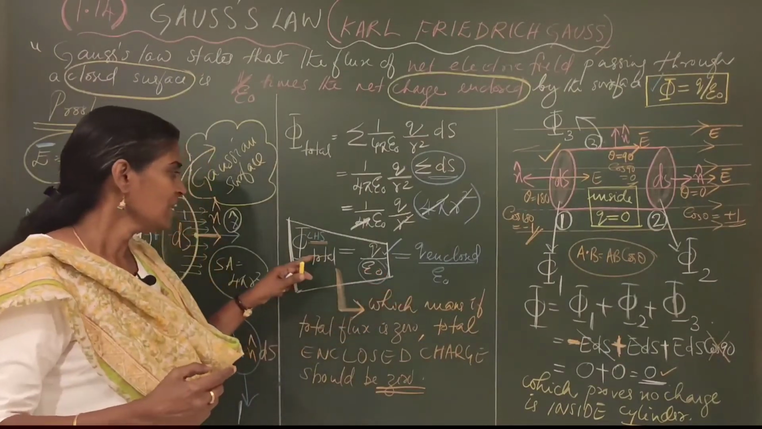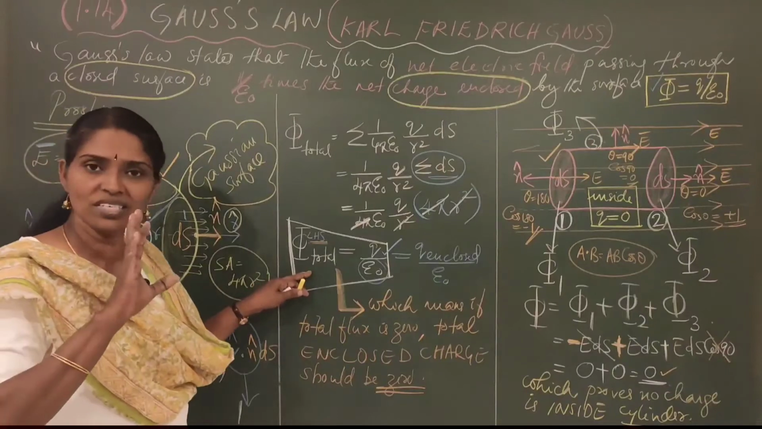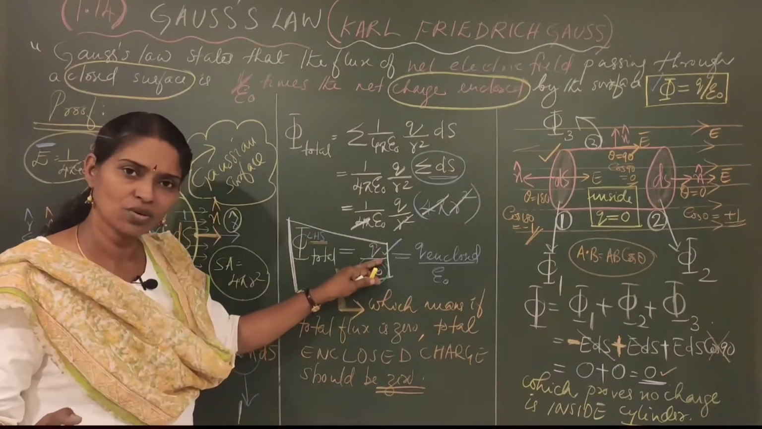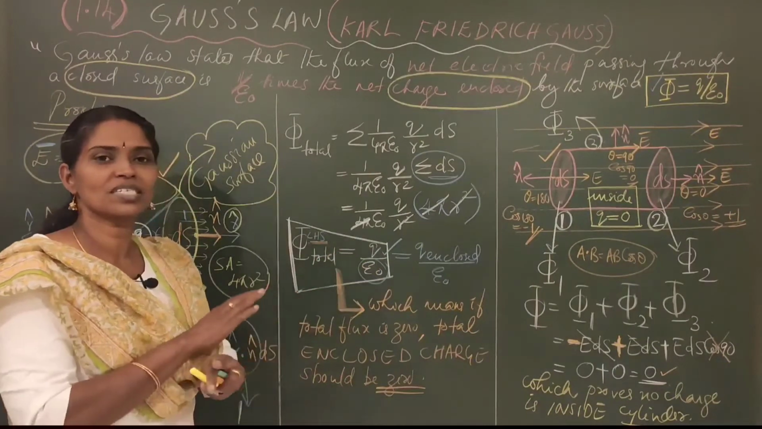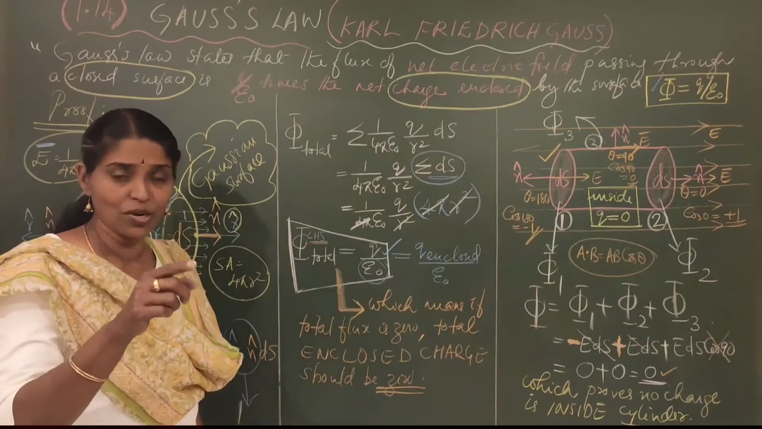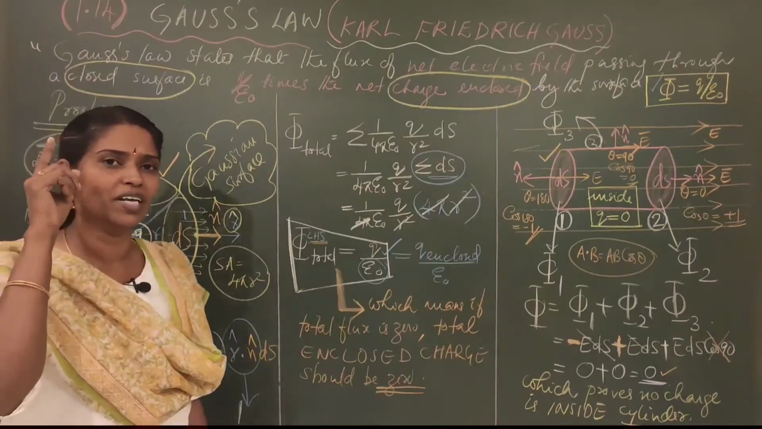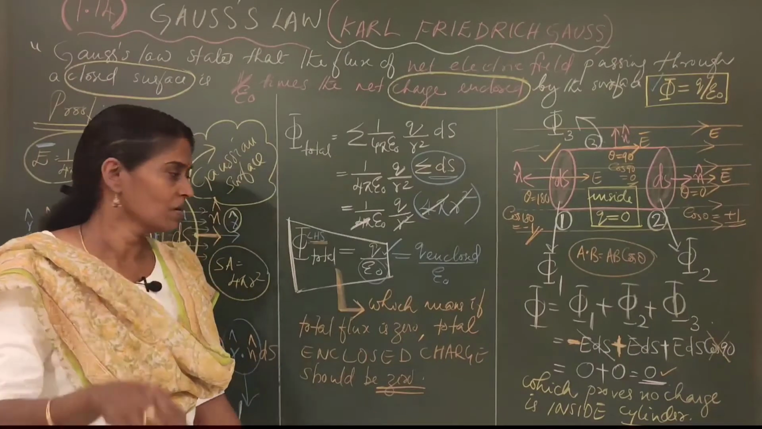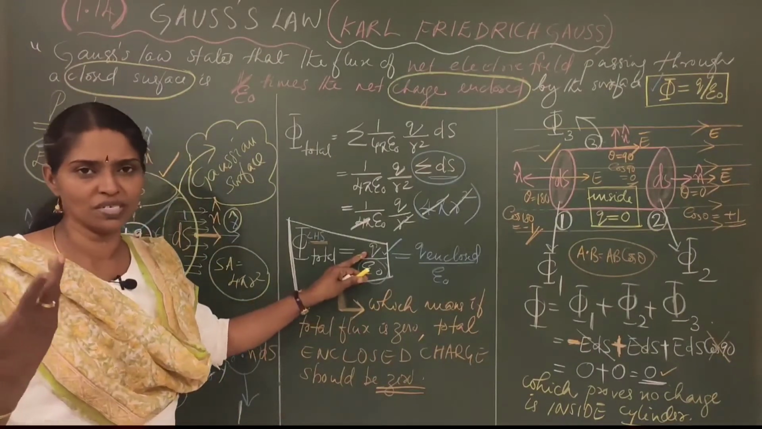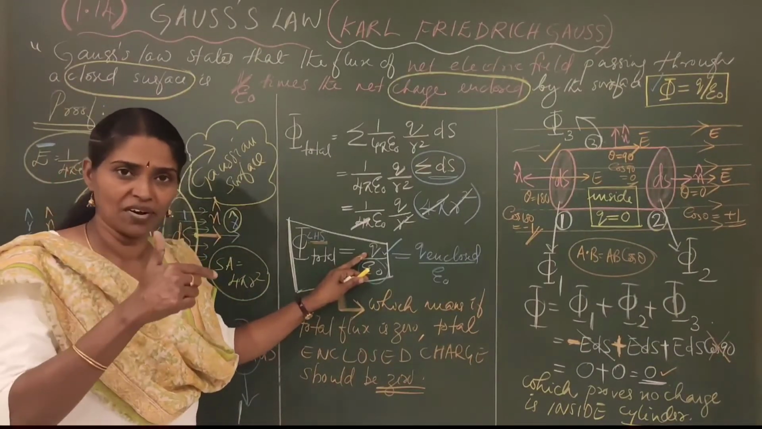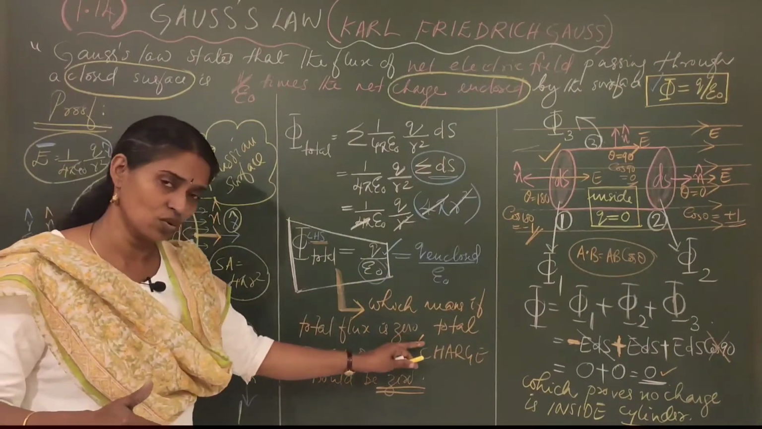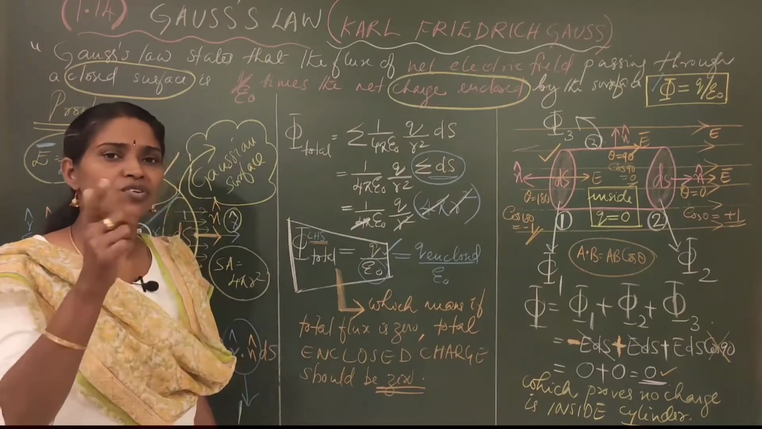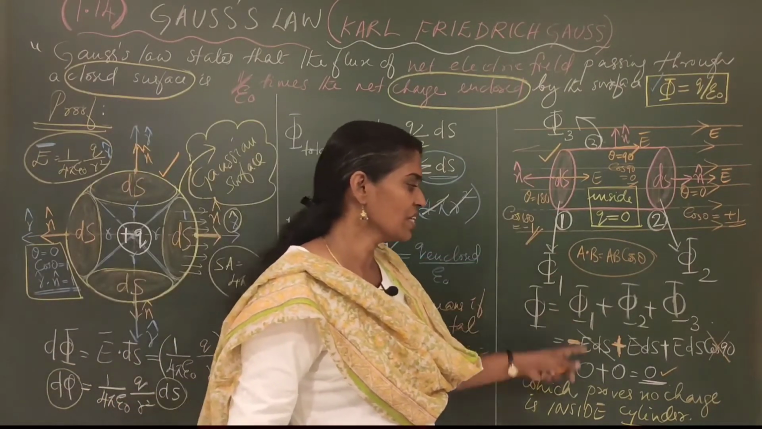That means if I say the LHS phi total is 0, what do you mean by that? RHS should also be 0. But 1 by epsilon 0 is never a 0 value. It is a value 8.854 into 10 to the power minus 12. Even if it is power minus 12, it's not 0. Therefore, what is 0? Q is 0. So we have to verify if LHS is 0, enclosed charge should be 0. So NCERT is verifying in this manner.